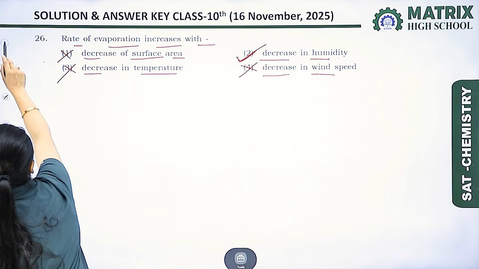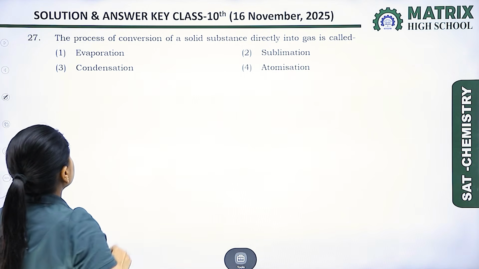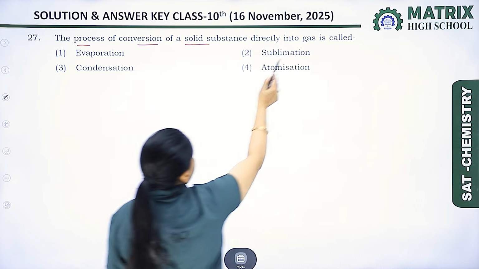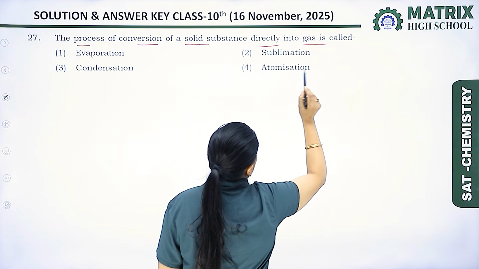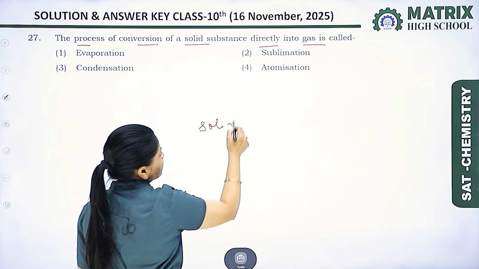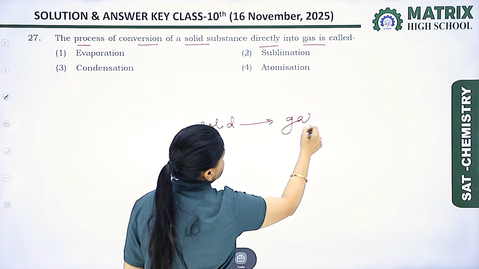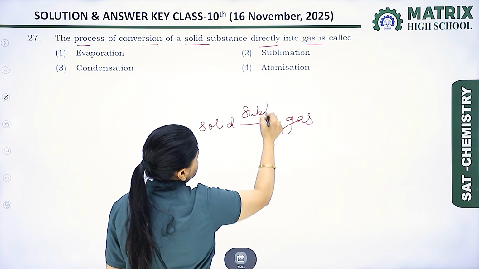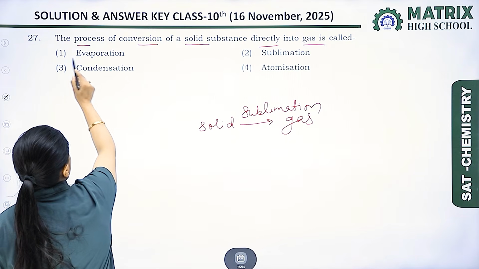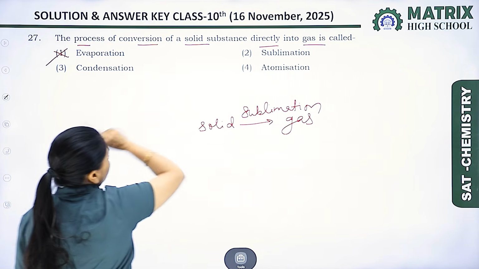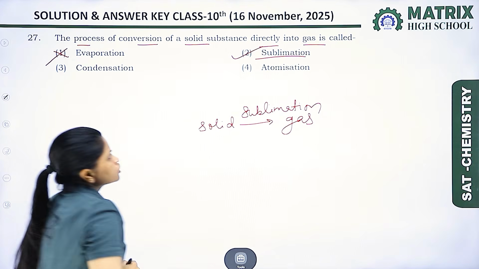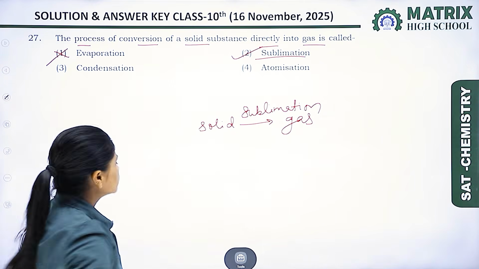Now the next question is question number 27. The process of conversion of a solid substance directly into gas is called, as we know that solid directly changing into gas is called sublimation. So let's check the options. Option 1 is evaporation, no, it is wrong. Option 2 is sublimation, yes, it is correct. So the correct answer is option 2.